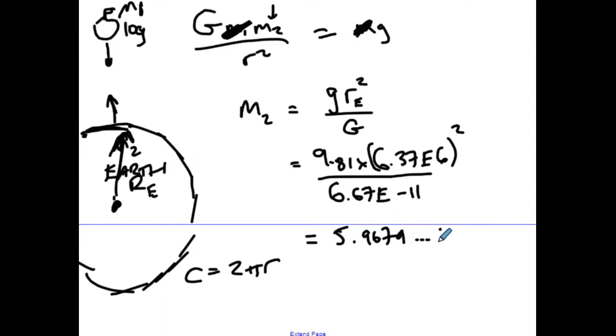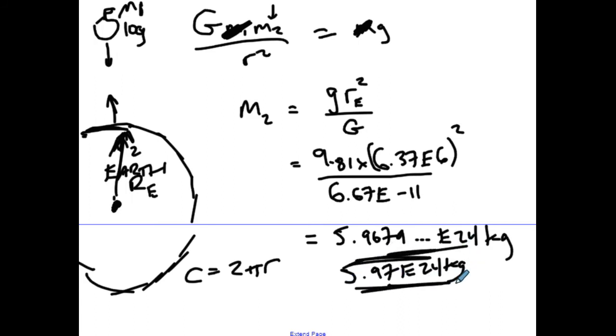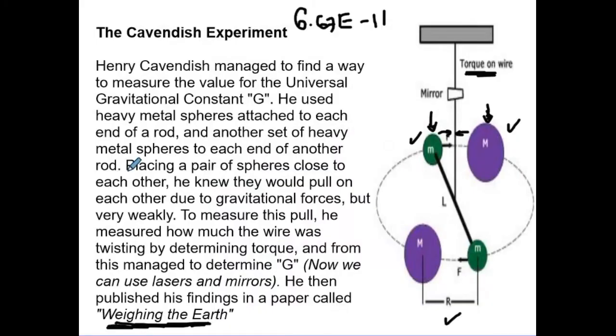5.9679, etc., times 10 to the 24. And that would be in kilograms. And so I managed to calculate this by using this formula here. And if you look on your data sheet, it says that the value for the mass of the Earth is 5.97 times 10 to the 24 kilograms. That's on your formula sheet if you can find it. It's in the section on the backside called constants. And this was groundbreaking because now a physicist had figured out a way to literally weigh the Earth. Hence the name of the paper by Cavendish, where he published his findings, called Weighing the Earth.